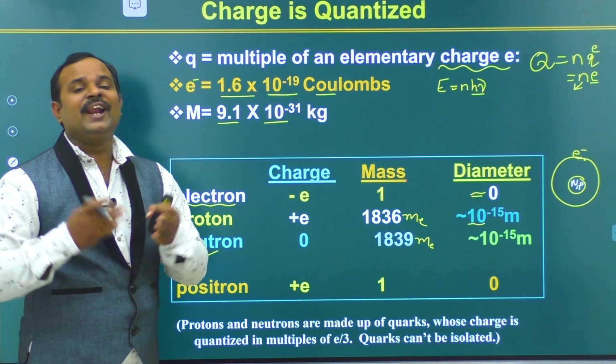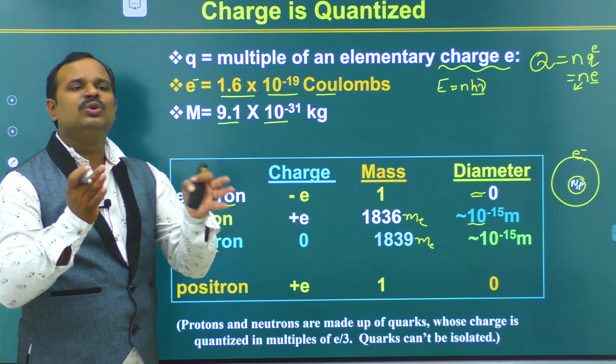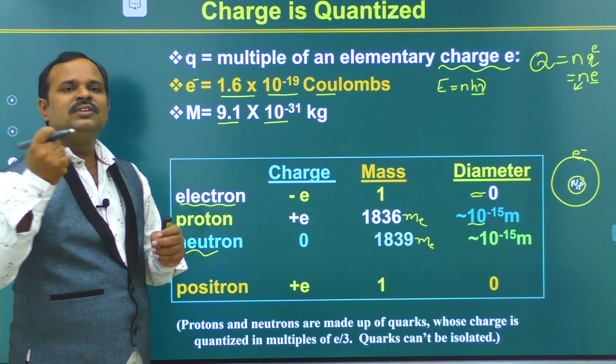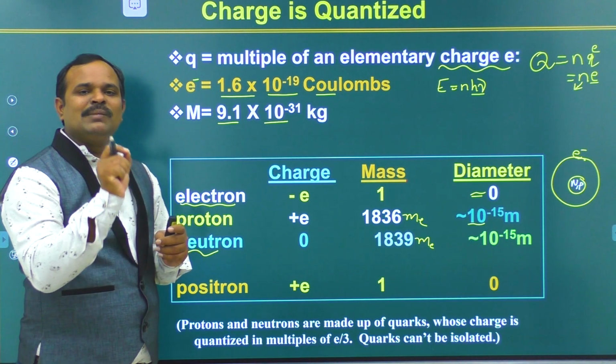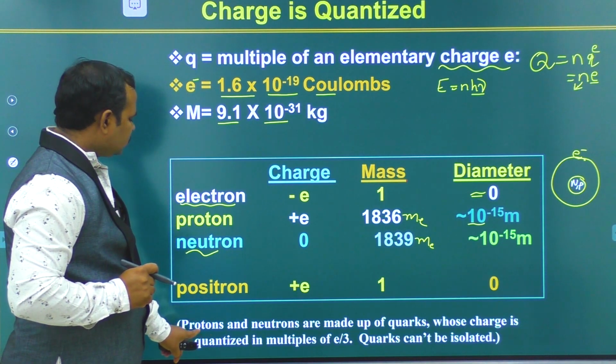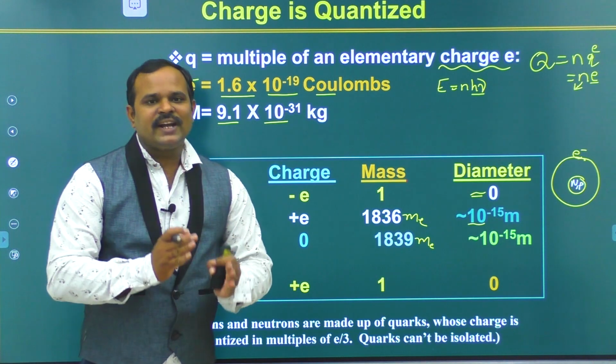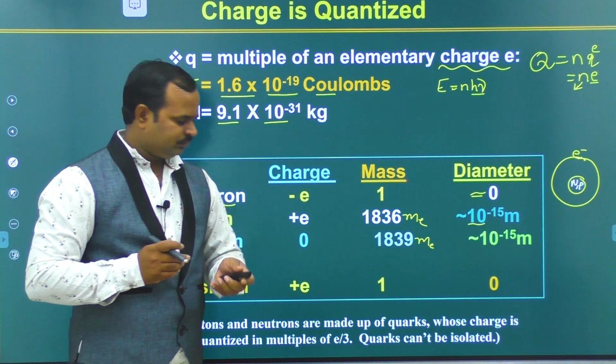You will not find any lone quarks. They will always be together such that the total charge can be expressed in terms of electron charge, that means integral multiples of electron charge. So this is how we can say the charge is quantized in the universe.